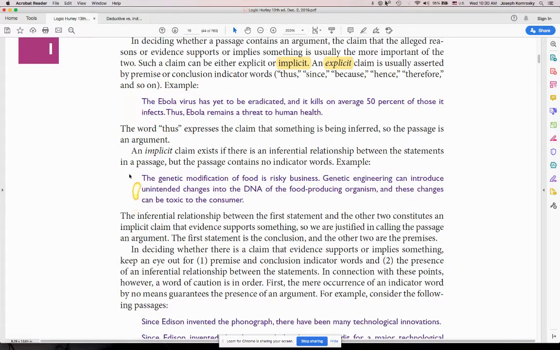The genetic modifications of food is risky business. Now, is that the conclusion or the premises? Yeah, this is the conclusion, right? The premises right here: genetic engineering can introduce unintended changes into DNA of the food and producing organism. That would be one premise, and then "and" separates it from another premise: these changes can be toxic to the consumer. So if you have both premises, they kind of lead into the conclusion.